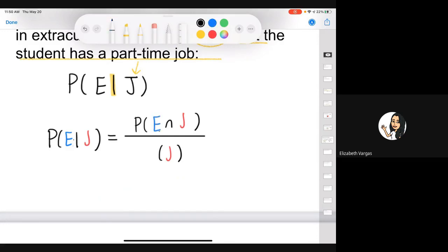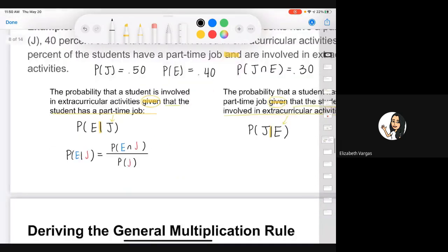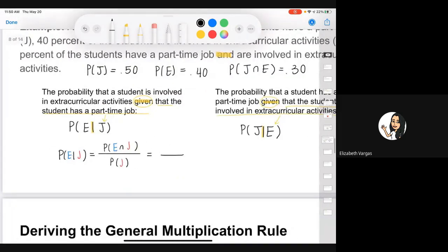Keep that as P. There. Okay, so that's my expression. Now I'm just plugging in what I know. What is my probability of J? Well, that's right here. My probability of J is 50, so I'm just plugging that in. What is my probability of E and J? Well, this is the same thing. That's interchangeable. It can be E and J or J and E. So I'm just plugging that in, and that's what I'm calculating for. That is approximately 0.60 or 60%.